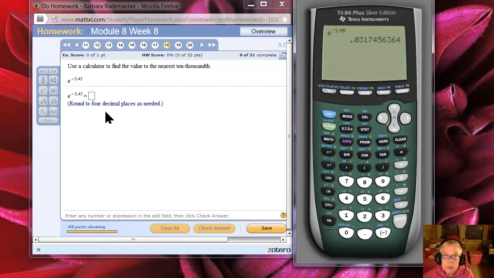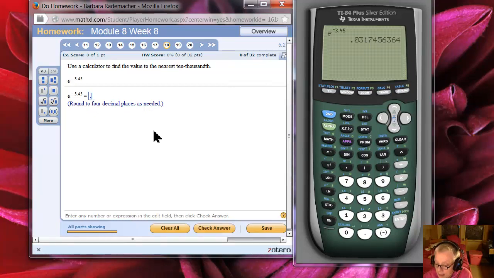And it says here round to 4 decimal places. 1, 2, 3, 4. That 4 will not cause the 7 to go up to 8. So my decimal is going to be 0.0317.